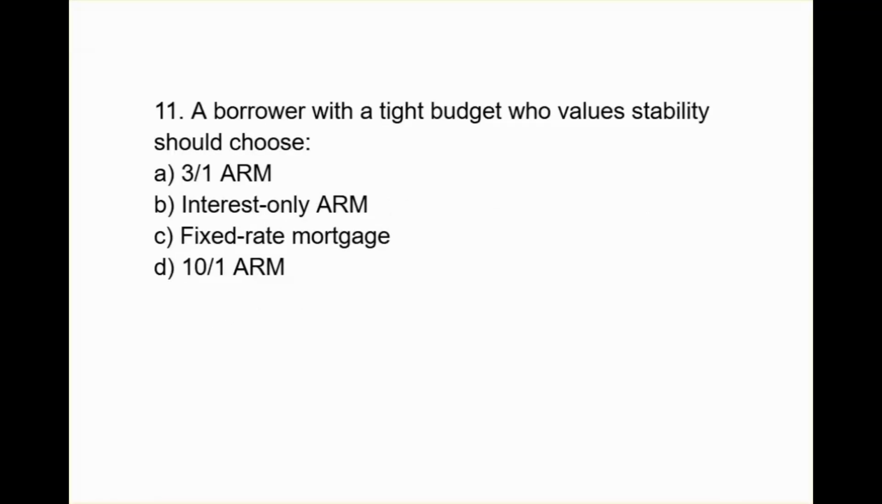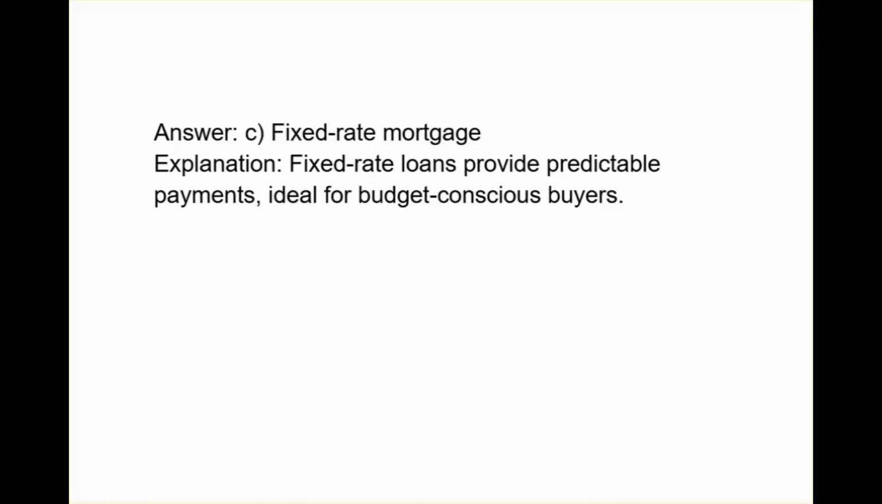A borrower with a tight budget who values stability should choose: A. A 3-1 ARM. B. Interest-only ARM. C. Fixed-rate mortgage. D. 10-1 ARM. C. Fixed-rate mortgage. Fixed-rate loans provide predictable payments, ideal for budget-conscious buyers.